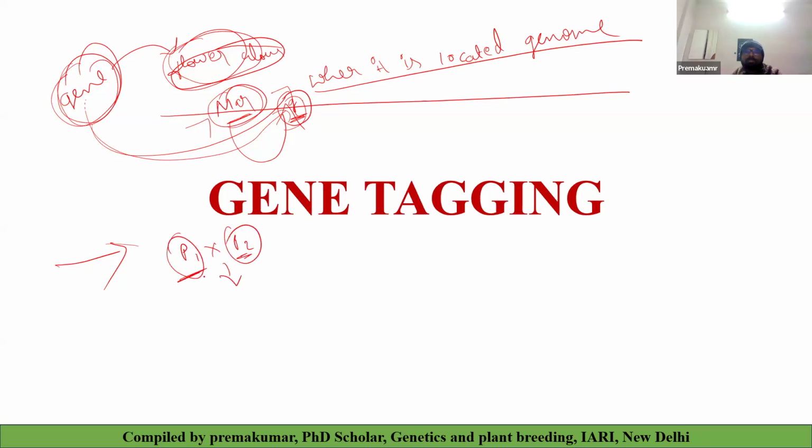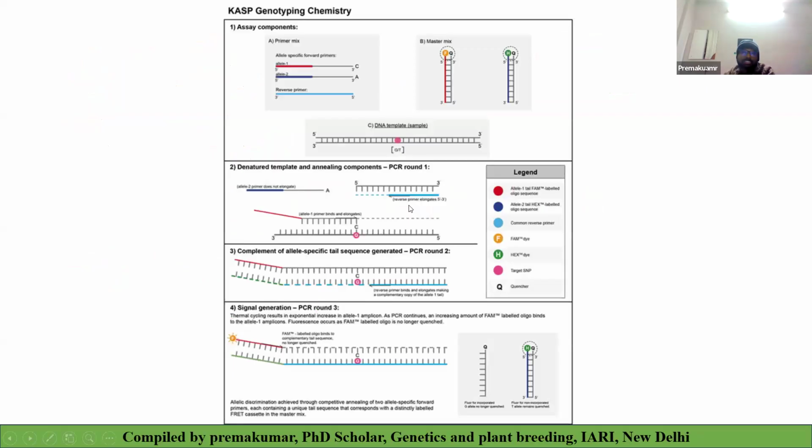We cross extreme parents of the particular trait. For example, flower color, white and red. Both extreme parents. We will generate a mapping population. We will genotype the population. Today we are going to discuss that. Then we will do the assays.